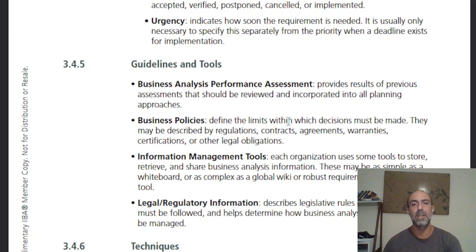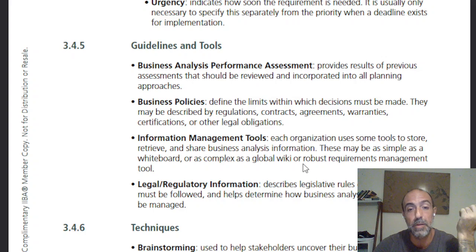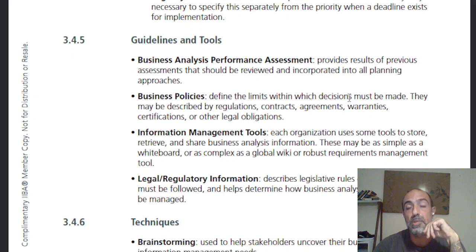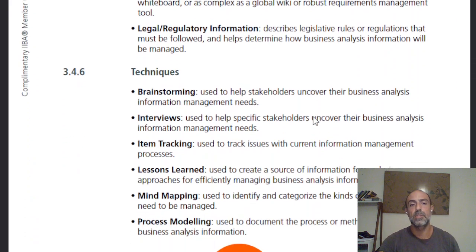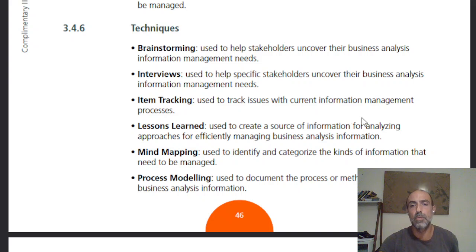Guidelines and tools: business analysis performance assessments, basically they're the same things. Business policies, information management tools, and legal regulatory information. Performance assessment provides results for previous assessments that should be reviewed or incorporated into the planning approaches, whether it's done by the company itself or by a similar company somewhere where you can actually find the case studies. Techniques: brainstorming used to help stakeholders, interviews, item tracking, lessons learned, mind mapping.